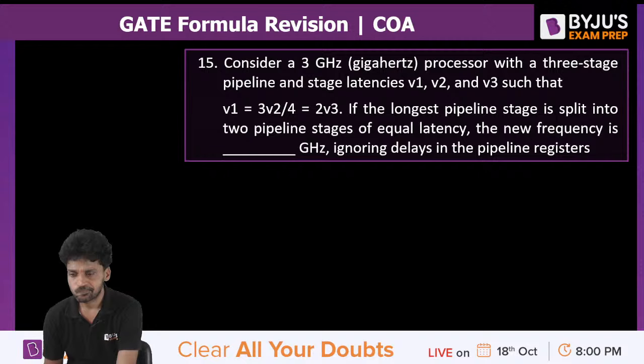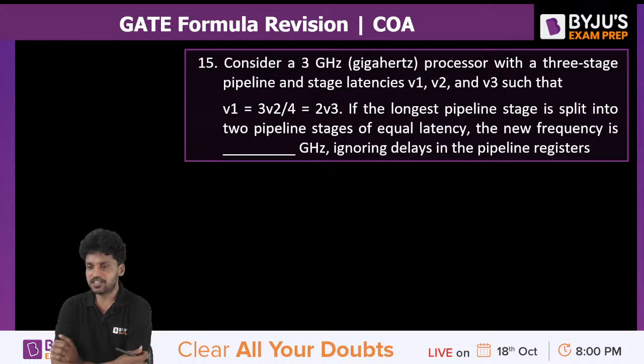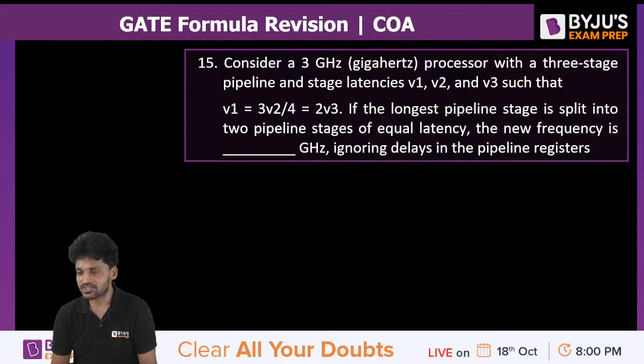Consider a 3 GHz processor with a 3-stage pipeline, and the stage latencies are V1, V2 and V3 such that V1 is equal to 3V2 by 4 is equal to 2V3. If the longest pipeline stage is split into 2 pipeline stages of equal latency, then the new frequency is dash GHz, ignoring the delays in the pipeline registers.